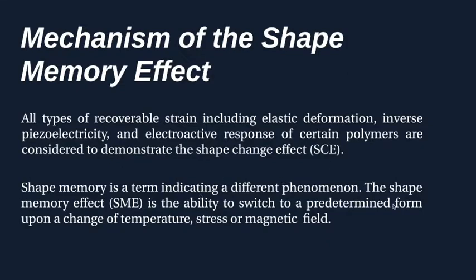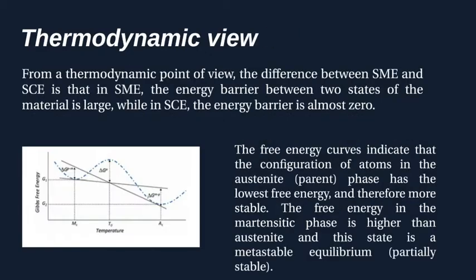Okay, so shape memory effect is the ability to switch predetermined form upon a change of temperature, stress, or magnetic field. Yeah, this is the mechanism. So if we see the thermodynamic view, okay, we see here from the graph, this is the free energy, this is the temperature. Okay, the M meaning the Martensite phase and A is Austenite phase.